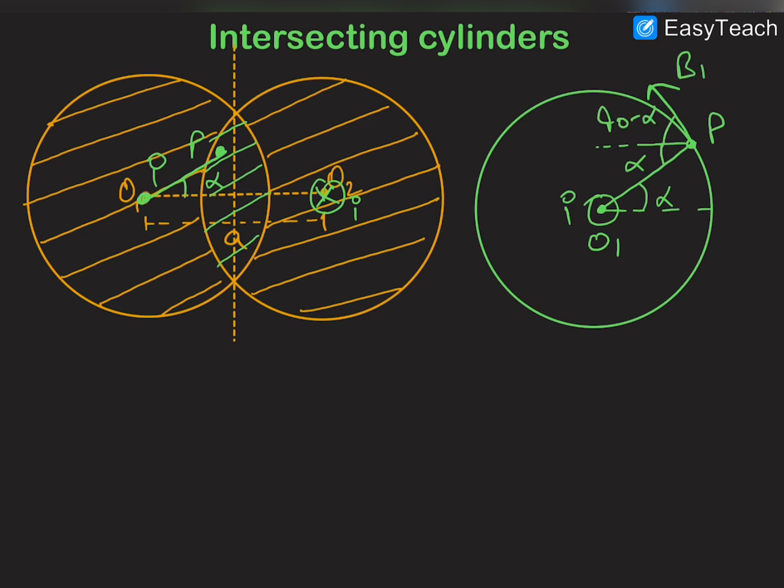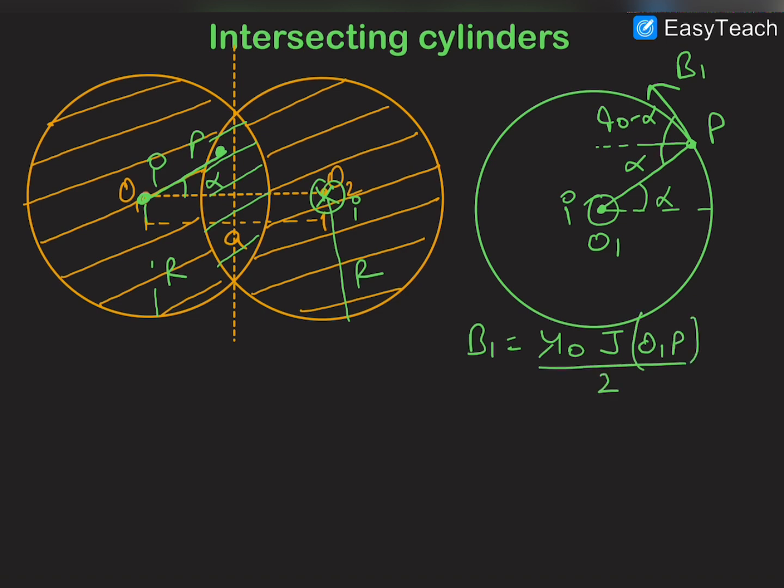Now let us suppose that this magnetic field is B1. So B1 is equal to mu naught J. Now J will be the same because I have assumed that the cylinders are identical and the current is the same. So mu naught J, and this distance is O1P, divided by 2.